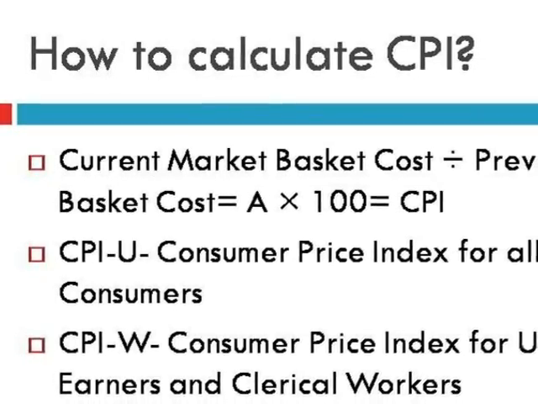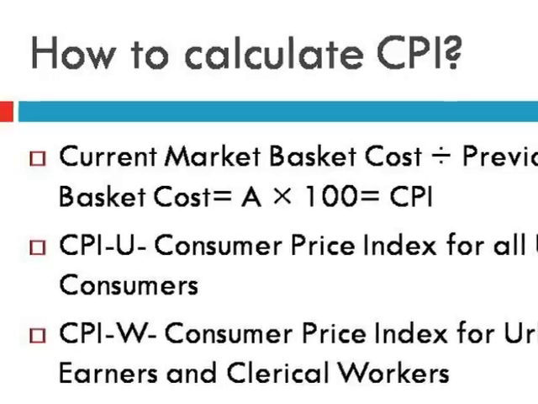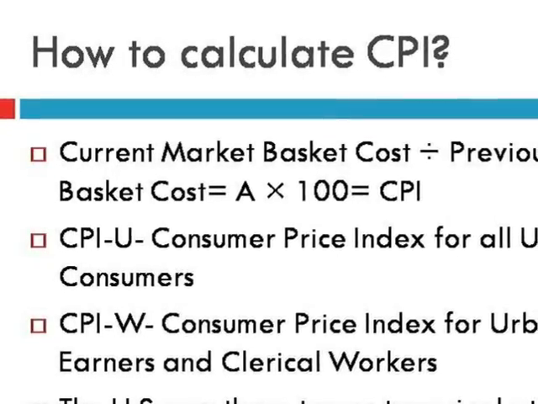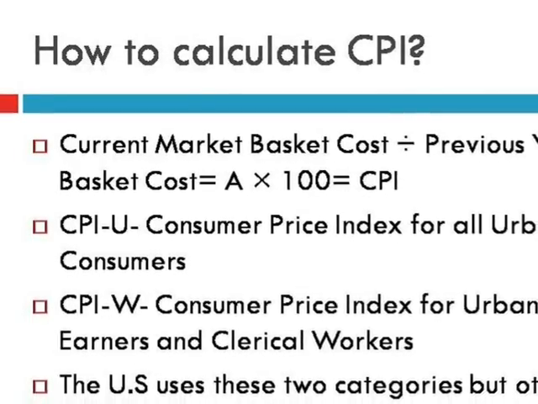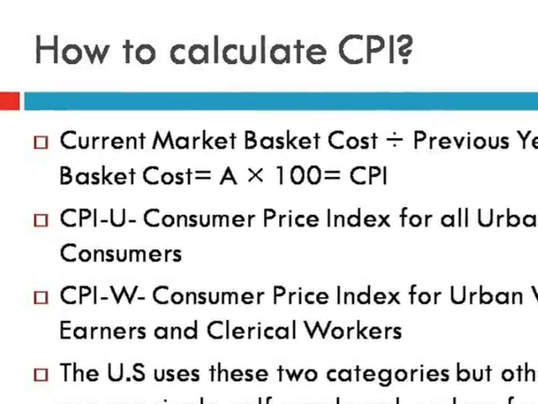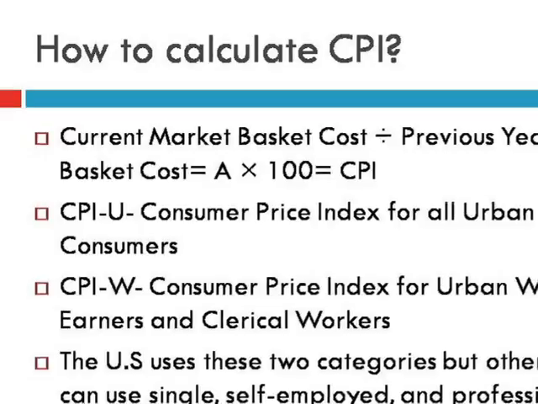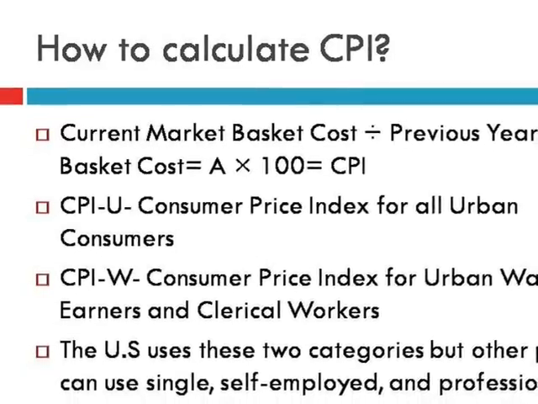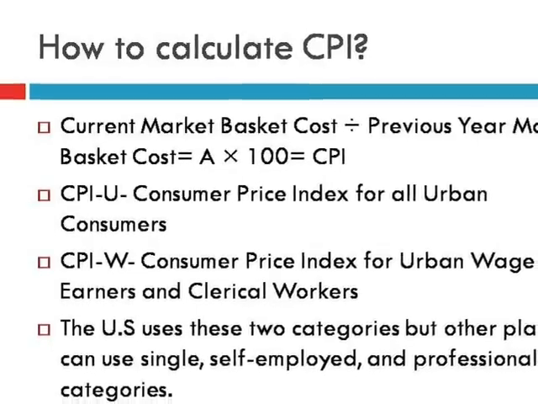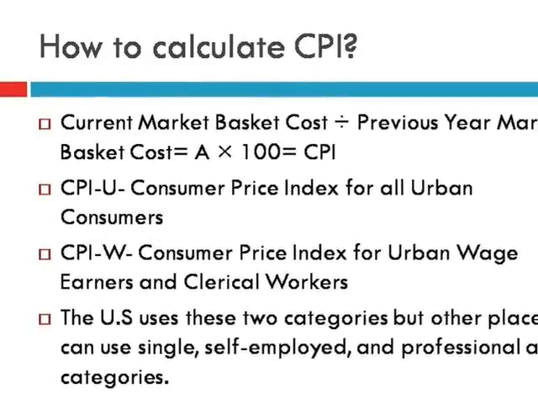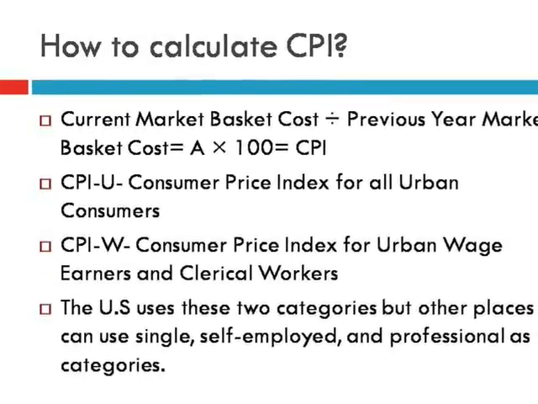Some acronyms that are needed for the United States CPI are CPI-U, which is the Consumer Price Index for all urban consumers, and CPI-W, which is the Consumer Price Index for urban wage earners and clerical workers. The U.S. uses these two categories, but other places can use categories such as single, self-employed, and professional.